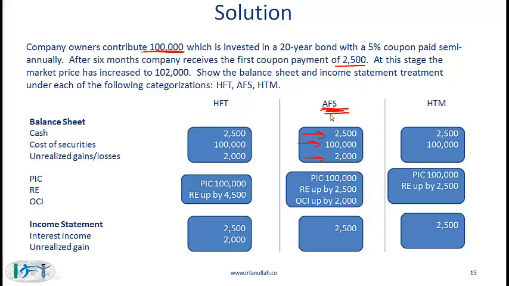We also said that with AFS, the unrealized gain is not shown on the income statement. So notice on the income statement, we only show the interest income. The unrealized gain of 2,000 is shown as OCI, and OCI is part of equity. So OCI goes up by 2,000. The retained earnings of 2,500 are coming from here, and the paid in capital is 100,000 as before.